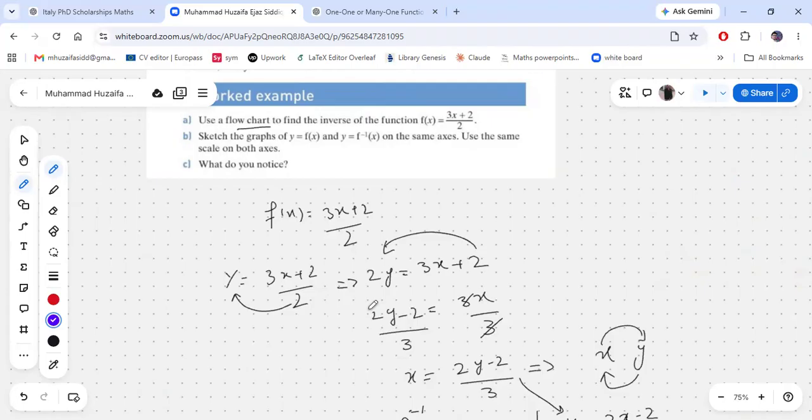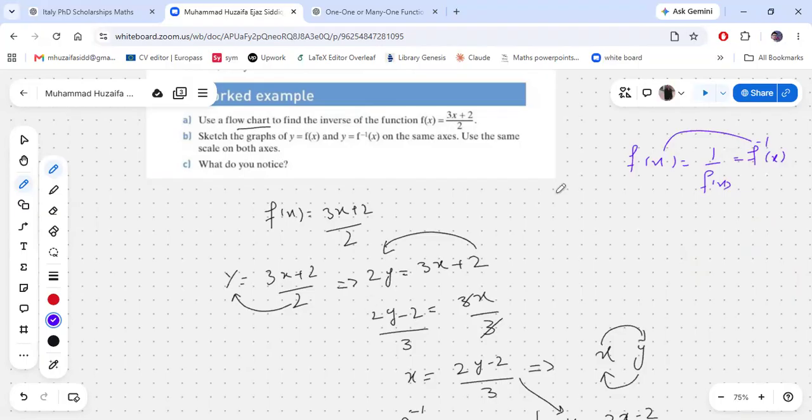Yes, sir. Every input has a unique output. Every output comes from exactly one input, and it passes the horizontal line test. So it is a linear function with zero gradient. Sorry, non-zero gradient, 2/3. Okay, so the graphs of the function and its inverse are mirror images. I'm just writing the functions: f of x, and this is f inverse of x.